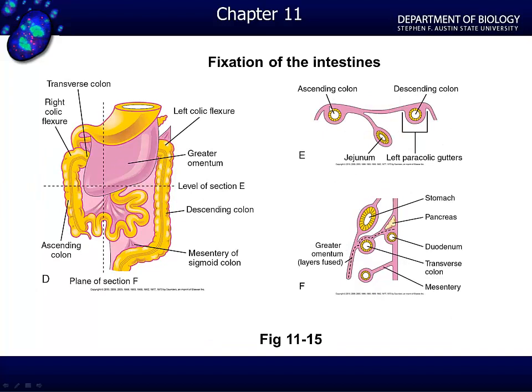Again, ascending and descending colon, they're going to be retroperitoneal, much like the duodenum. The transverse colon is going to get embedded into this portion of the greater omentum. And then we have the mesentery proper. Some refer to this as mesointestine. That's going to be attaching the ileal portion of our small intestine back to the body wall.